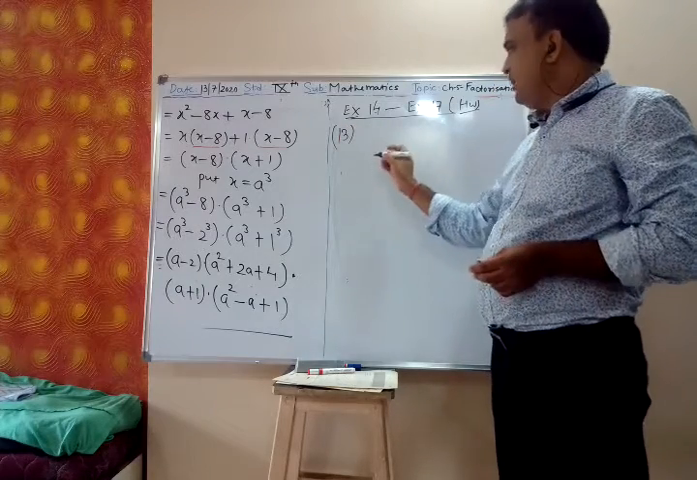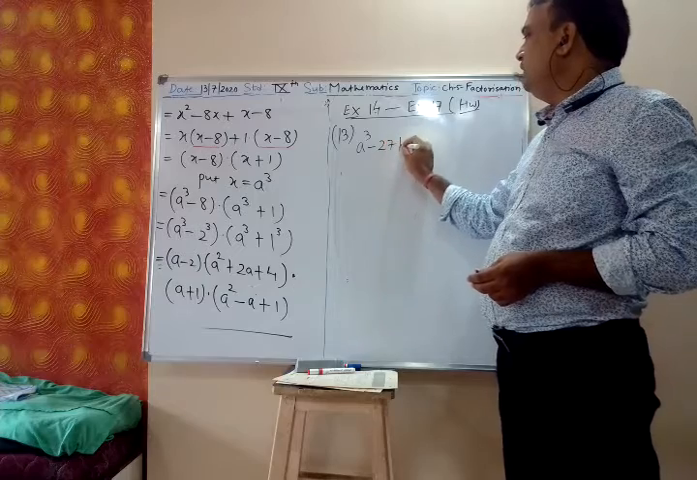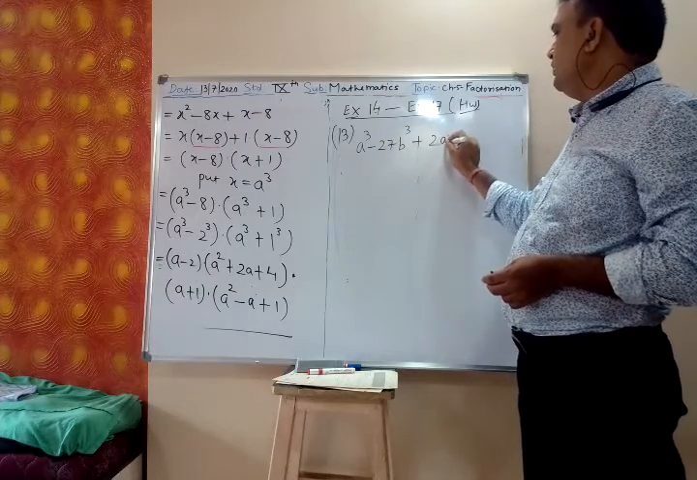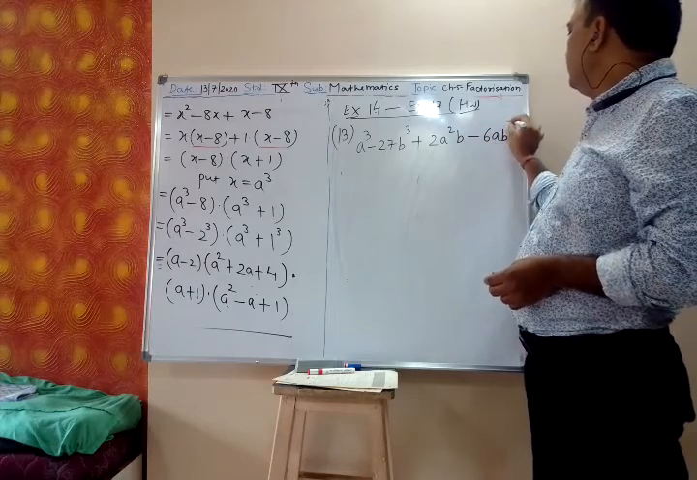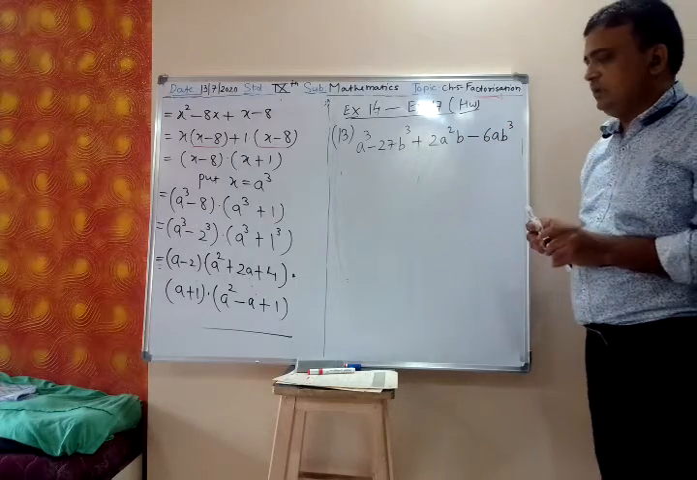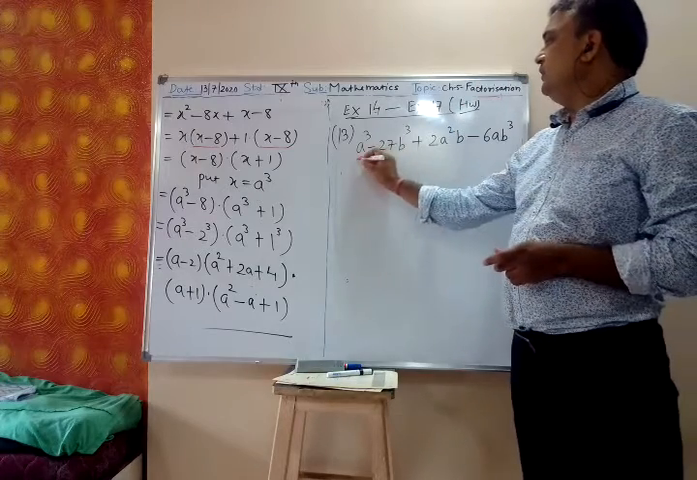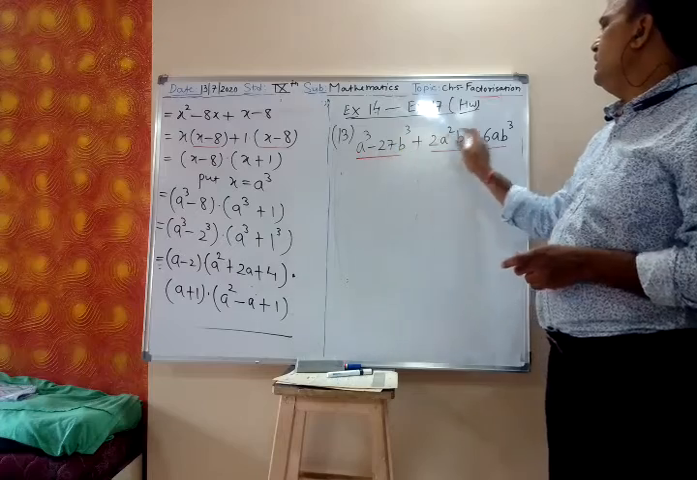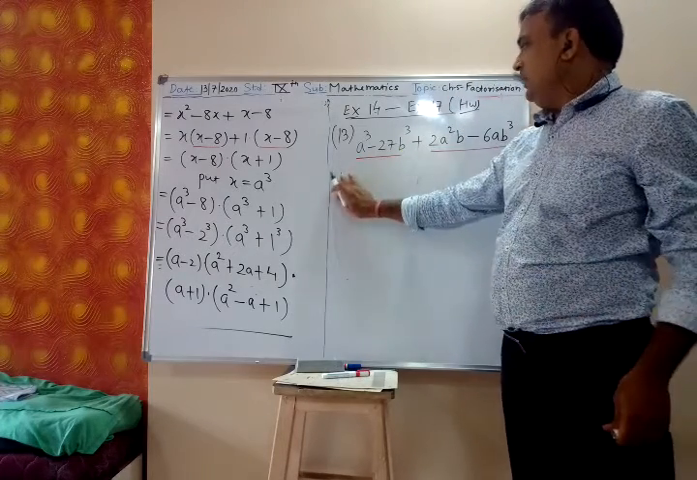13. a cube minus 27 b cube plus 2a square b minus 6ab cube. Total there are 4 terms. So I will do the grouping. We'll do the grouping of these two. These two terms I will take together. These two terms I will take together. And do the grouping.